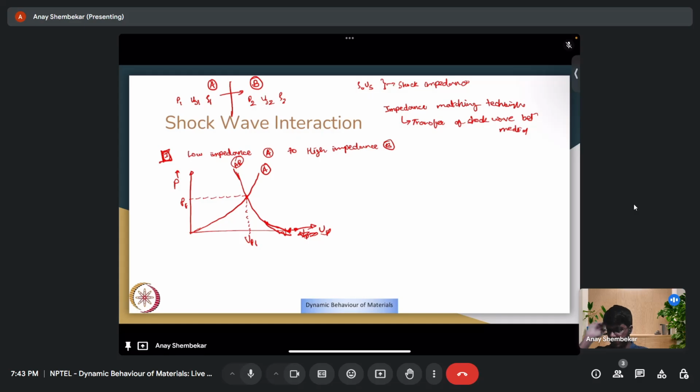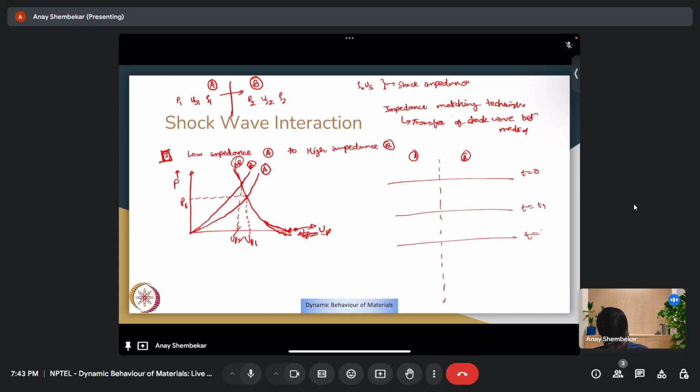And what we do is we see how the impedance curve of B intersects. So it will intersect at a point like this. So this is UP2. So if I plot the pressure profile, it would look like this: this is the interface, material A, material B, T equals 0, T equals T1, T2, T3.